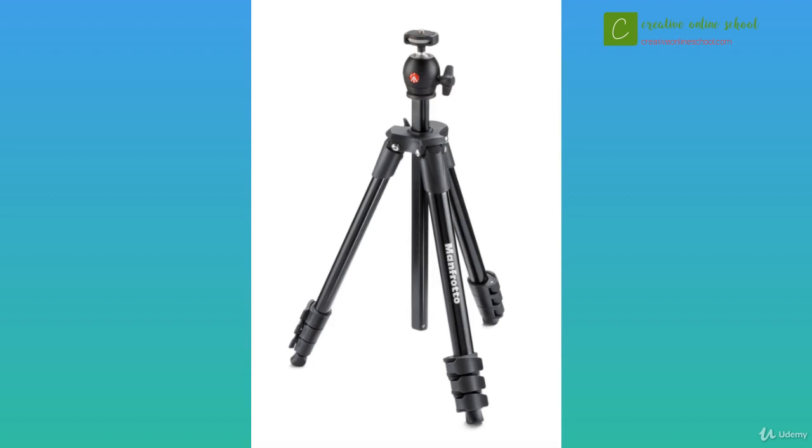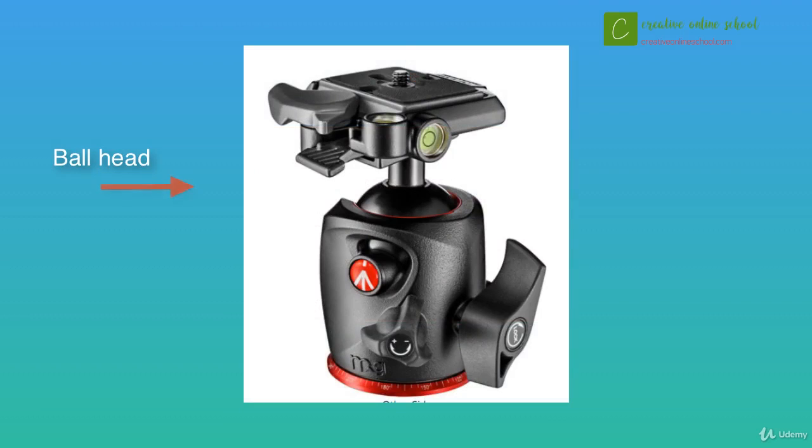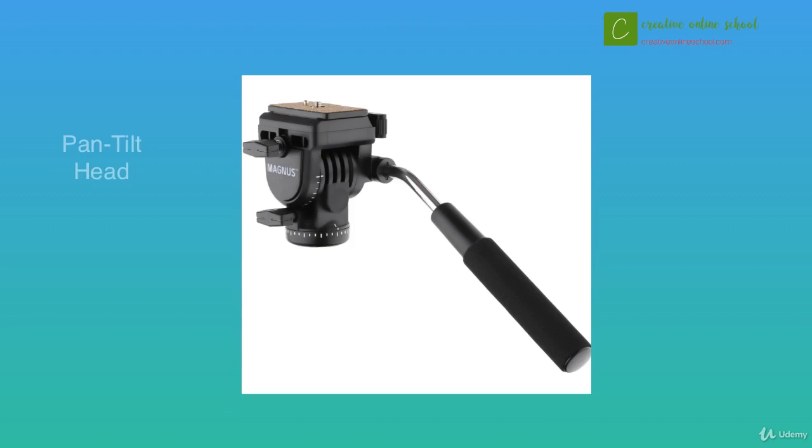Forget the lightweight smaller ones. They are lighter to carry, but they can be a big mistake. A ball head is much more useful than a pan tilt head that is usually used for video. Pan tilt will only allow you to adjust the pitch and yaw of the camera position, but the ball head is going to let you rotate 360 degrees around. And that's just about it for equipment that you'll need.